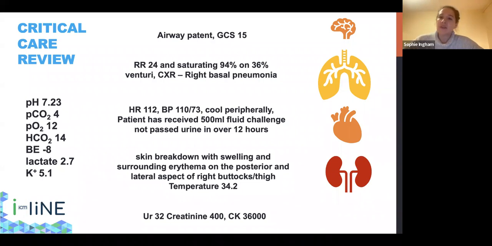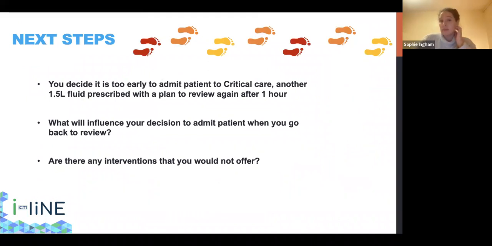Someone said if it's single organ failure and is being managed, no, exactly. So she's being managed at the moment, and we'll assess that response. So you decide that it's too early to admit to critical care. You give another 1.5 litres of fluid and you review again. We've already talked about what will influence our decision to admit to ITU, and we can talk a bit more about that later. And we can also talk about any interventions that we'd not offer a little bit later on in the presentation.